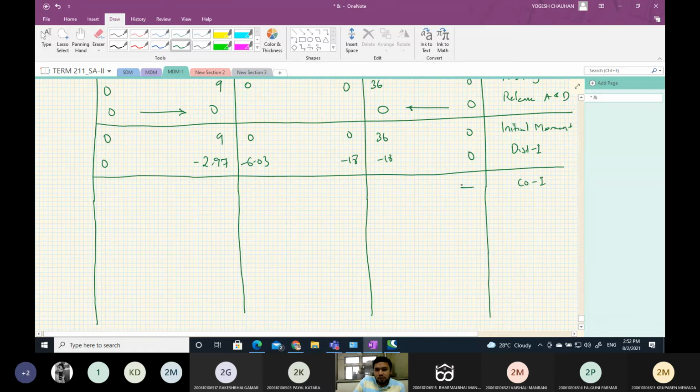Carry over: this cannot be carried forward here, okay, this will be carried forward here, half of this will be carried forward here, minus 9, half of this will be carried forward here, 3.15, 3.02. This will be carried forward here, and this cannot be carried forward here, dash.